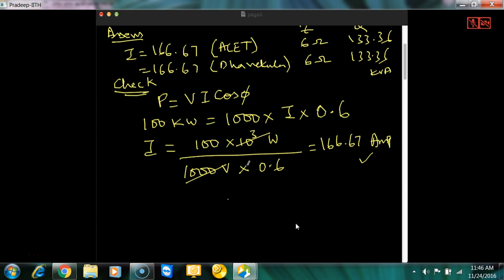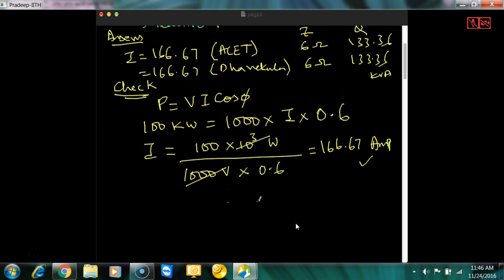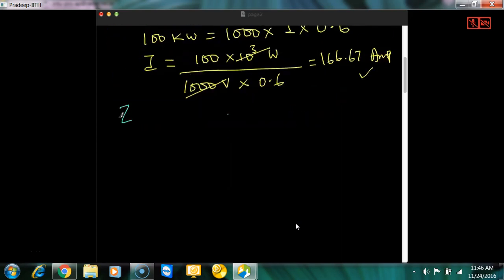Next, now I want to find the impedance. Impedance is nothing but voltage by current. So these are all magnitudes I am taking. Voltage magnitude is 1000 and the current magnitude is 166.67, and 1000 divided by 166.67 is 6 ohms. So this is also correct.